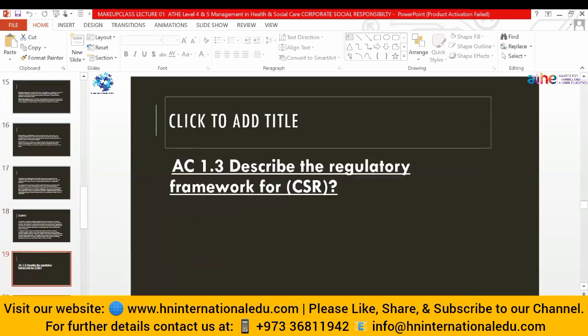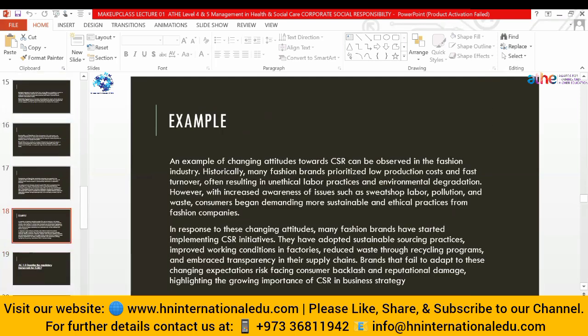For example, an example of the changing attitudes towards CSR can be observed in the fashion industry. Historically, many fashion brands prioritized low production costs and fast turnover, often resulting in unethical labor practices and environmental degradation. However, with increased awareness of issues such as sweatshops, labor, pollution, and waste, consumers began demanding more sustainable and ethical practices from fashion companies. Because they were loyal to you, that is why they started demanding that you please focus on this, start working on it. And it's the best thing as well.